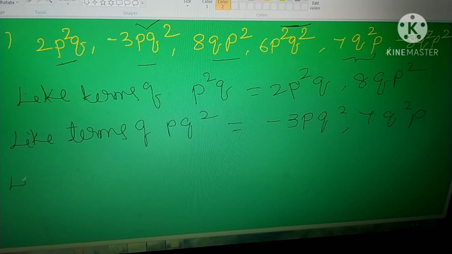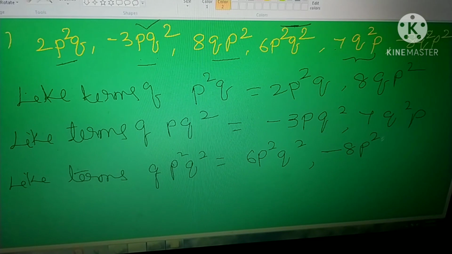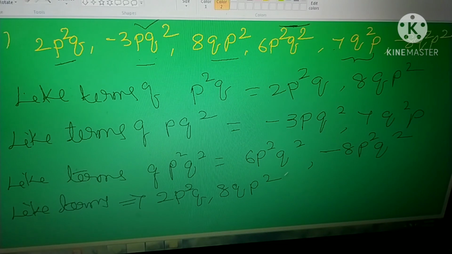After that, remaining terms, we have p square q square terms also there. So write down the like terms of those p square and q square. Like terms of p square q square is equal to how many here? 6 p square q square, comma. Last one is minus 8 p square q square. Okay. Like that you have to find out the similar variables. After that write like terms of the similar variables.